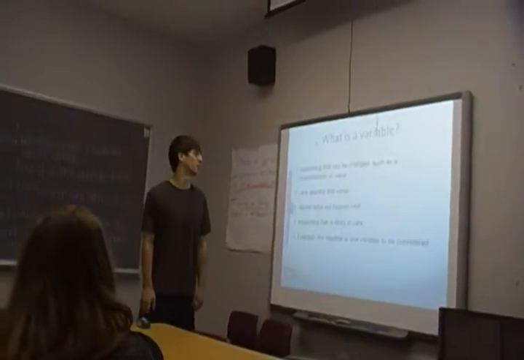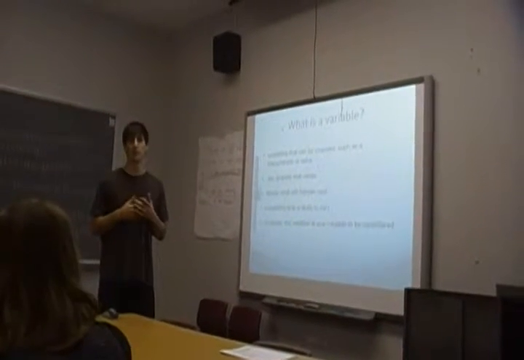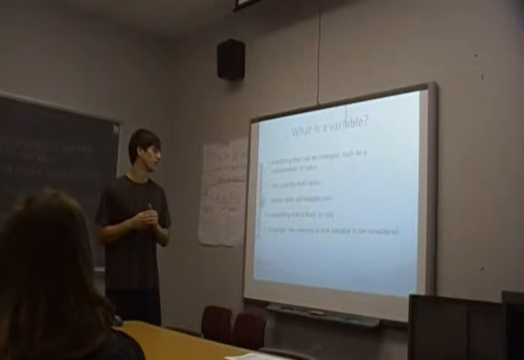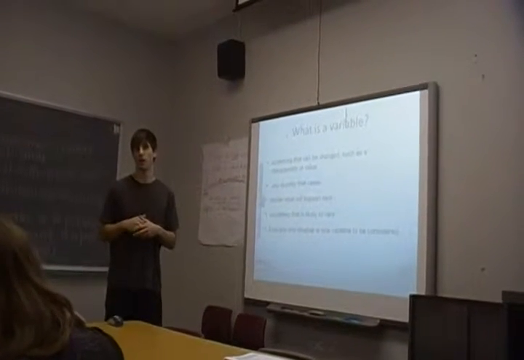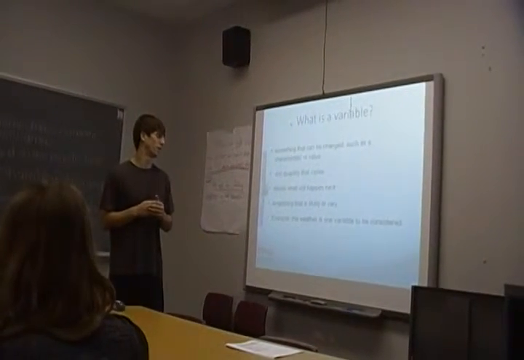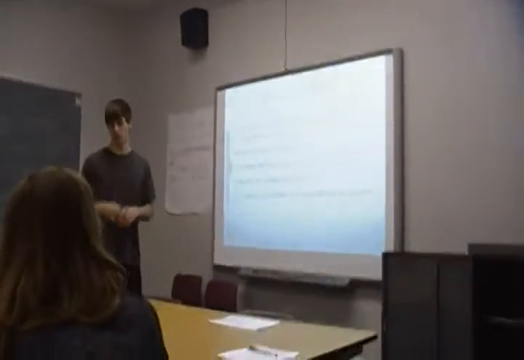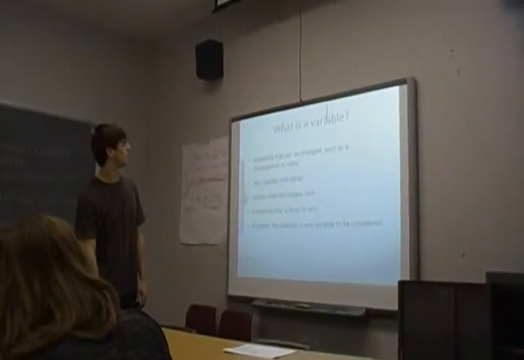What is a variable? A variable is something that can be changed, such as a characteristic or a value, and basically any quantity that varies. And a variable decides what will happen next in the experiment, and is basically something that's likely to vary. For example, the weather is one variable to be considered because the weather can change at any given moment.